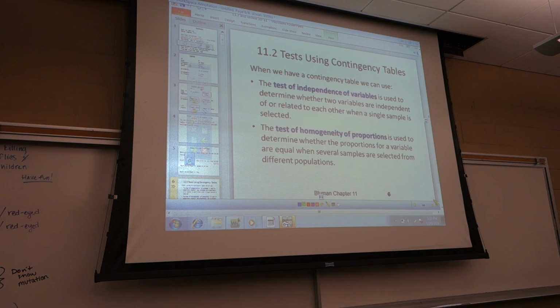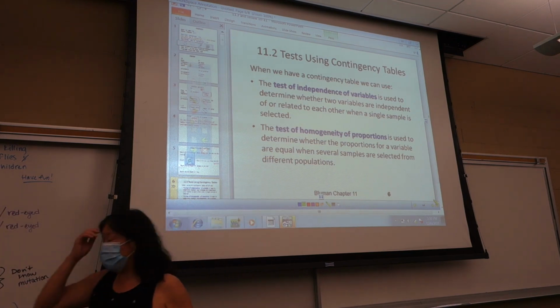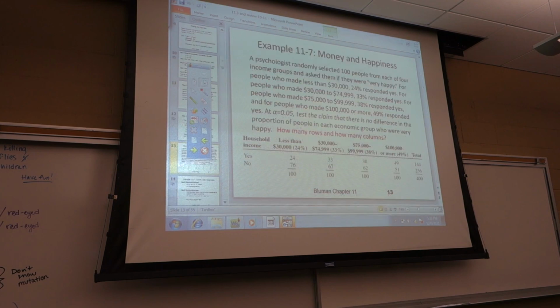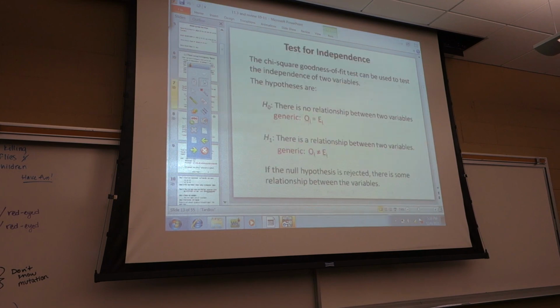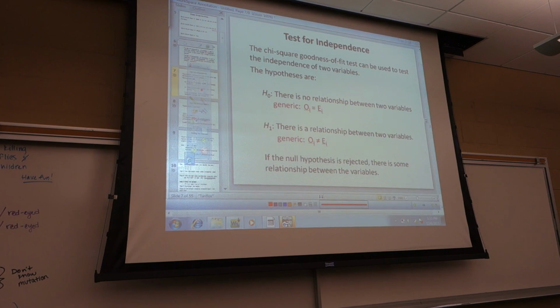Remember we talked about the fact that these are the exact same test, because if two variables are independent, that means their proportions are equal. Independence, right? Two variables are independent. It's the same thing as the proportions being equal. They're the same test. The chi-square goodness of fit test is the test we use for this.